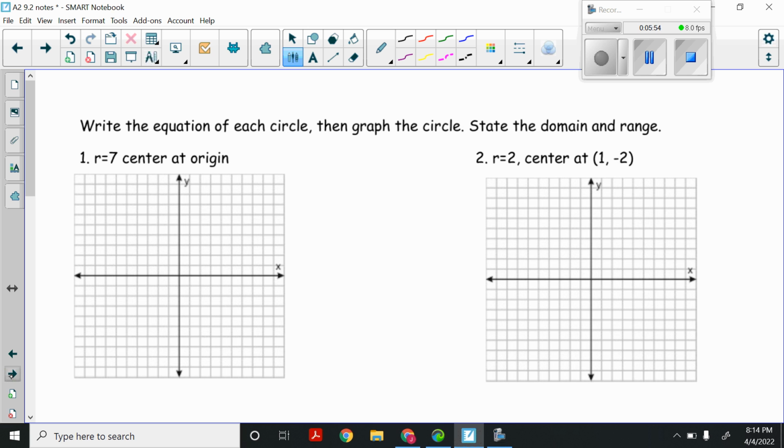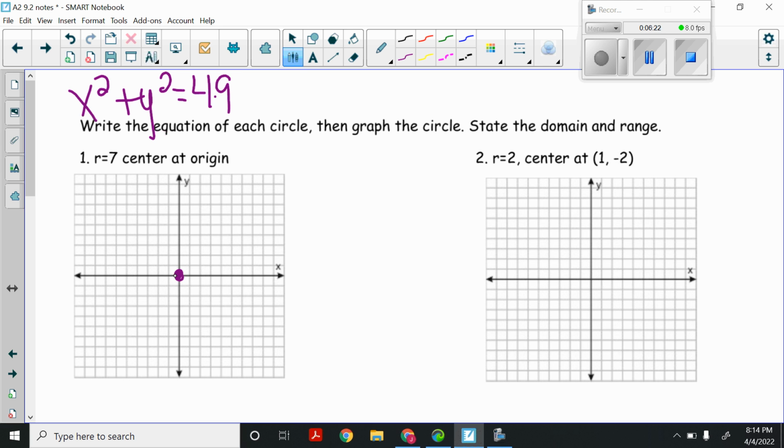And now it says write the equation of each circle, then graph the circle, state the domain and the range. So radius of 7, center at the origin. So if I write the equation, that's x squared plus y squared equals 7 squared, 49. Okay. To graph this, I graph the center, so that's the origin, (0, 0).